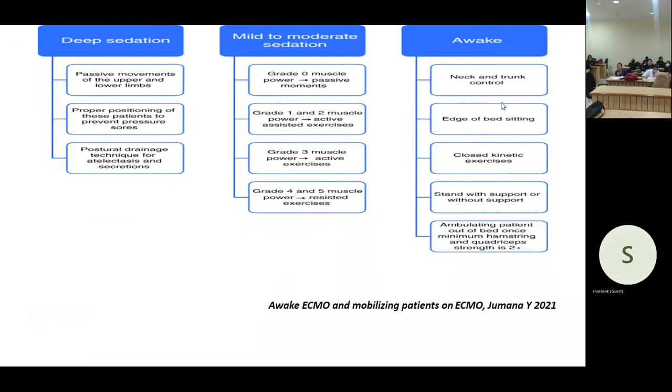So when a patient is deeply sedated, only passive movements with positioning, postural drainage for secretions, and suctioning. Next, with mild to moderate sedation, according to the muscle power: passive movements, active assisted, active, and then resistive movements. When a patient is awake, then we will teach the patient in-bed neck and trunk control, edge of bed sitting, closed kinetic exercises, standing with or without support, and ambulating the patient out of bed once the strength of quadriceps and hamstrings is more than 2+.